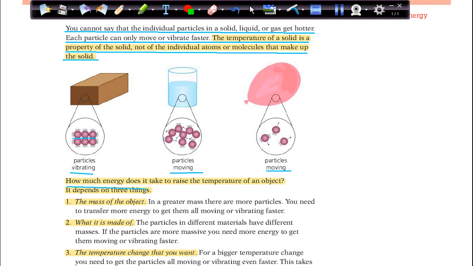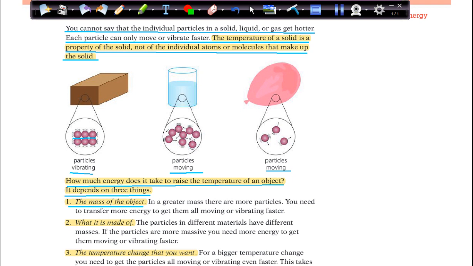So how much energy does it take to raise the temperature of an object? Do we know how much energy we should give to raise the temperature or not? The amount of energy that we need to raise the temperature of any object depends on three things. From material to material, it's different, okay? The first thing is the mass of the object.